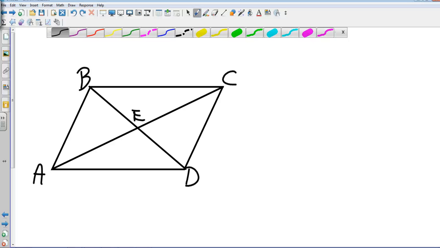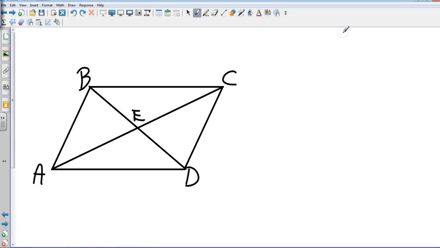Okay, let's talk about sides right away. Speaking of sides, Tyler, tell me something about sides. BC is congruent to AD.